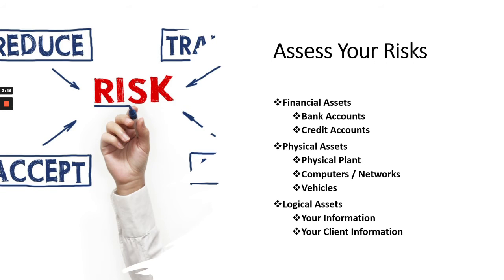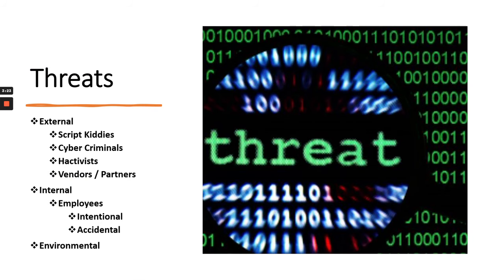Okay, first is assessing your risks. We need to understand where we are and where we need to be. So the first thing you've got to do is an inventory. You need to look at your financial assets, your physical assets, and your logical assets. And in that logical space, we really need to look at our information. What do we need to protect? And most importantly, our client information, because a lot of that has regulatory compliance issues.